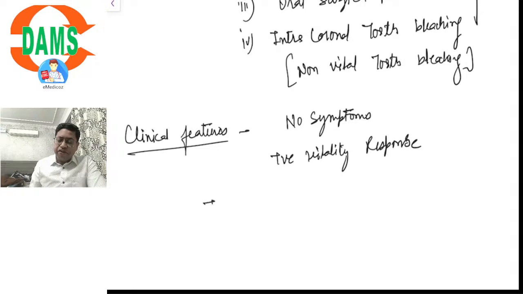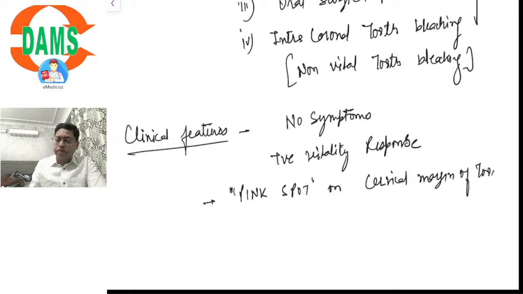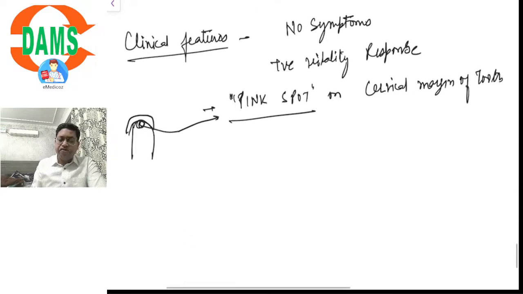Another clinical feature is a pink spot on the cervical margin of the tooth. If this is the tooth and this is the gums, there would be a pink spot on the cervical margins of the tooth. This is one of the clinical signs that is evident, the pink spot. Do not confuse it with pink tooth of Mummery. The pink spot is due to formation of fibrovascular granulation tissue in the cervical region.